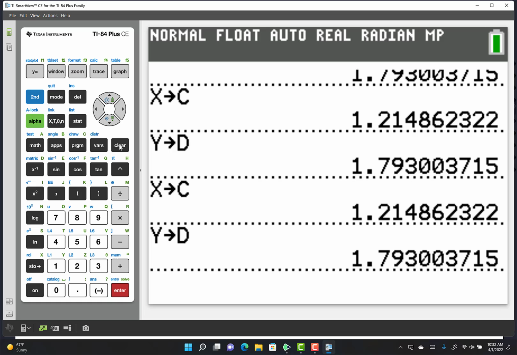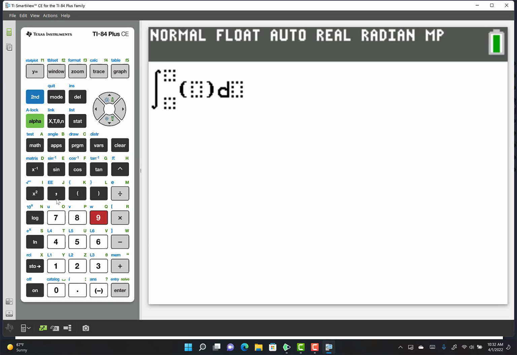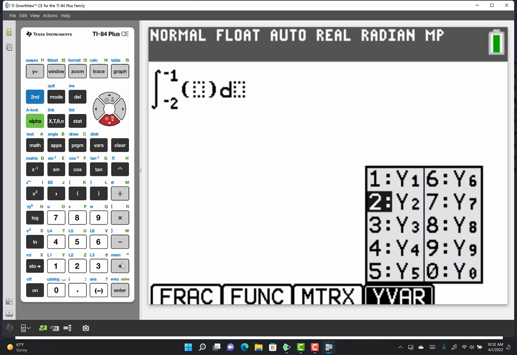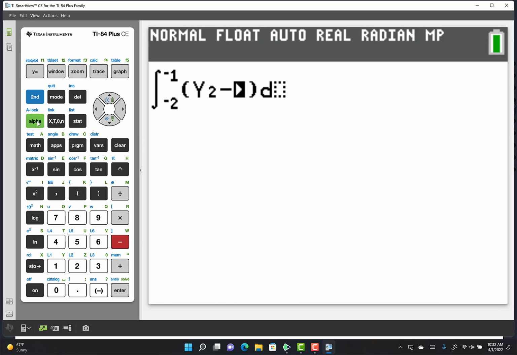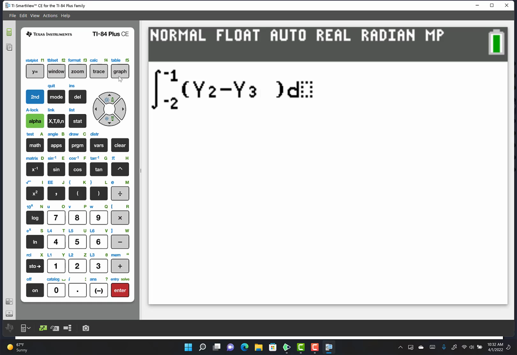I go to my home screen. I'm going to clear all this. I'm going to go math 9. What was it again? I already forgot. -2 to -1. And then I put in here Y2 minus Y3. Sorry, guys. Alpha trace Y2 minus alpha trace Y3. It'll probably work if you put 2 times Y2, but I'm trying to be correct, just to make the concept here.